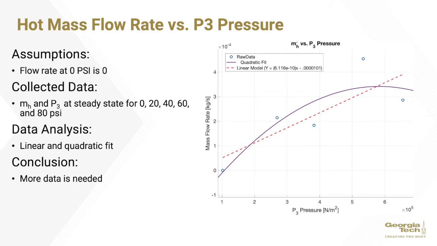Hot mass flow rate data did not provide a clear relationship like the other parameters measured. Both a linear and quadratic fit were applied, and neither showed a substantial improvement over the other. Further data points may need to be gathered to assess the relationship between m.h and P3.